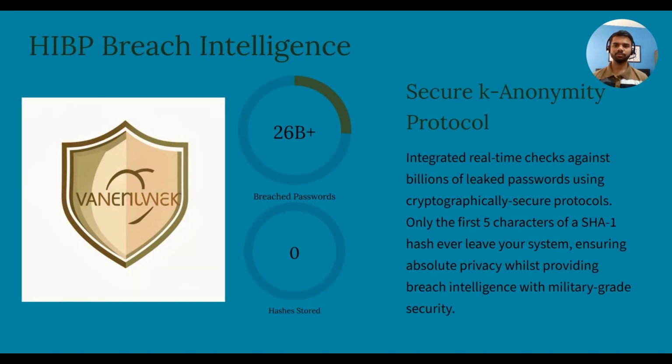Speaking more about this HIBP breach intelligence, it's a secure k-Anonymity protocol. It's integrated with real-time checks against billions of leaked passwords using cryptographically secure protocols. And for security purposes, the system doesn't pass your entire password to the API to check the validity. It simply passes the first 5 characters of the password that you have provided, and based on that, it will tell whether the password has appeared in previous data breaches or not, so that your entire password still remains safe and will not appear in any data breaches. So I have added this kind of security also for your inputted password.